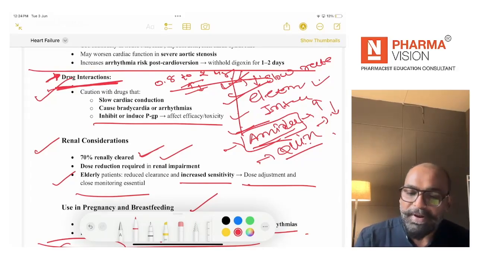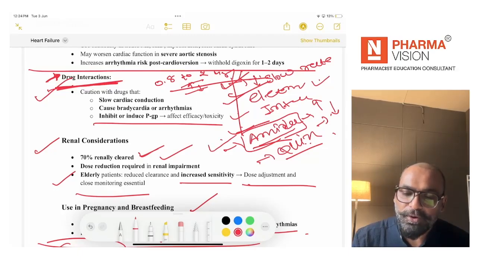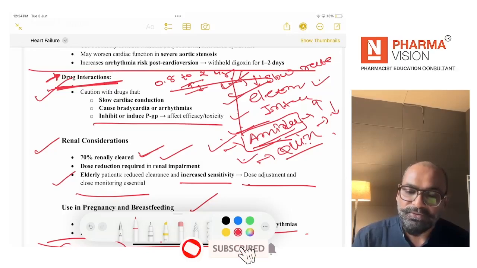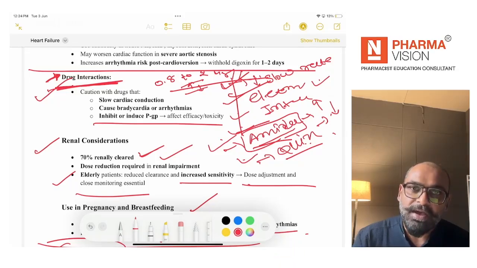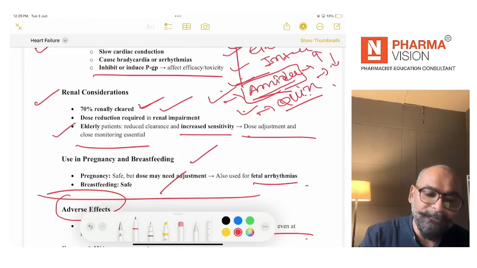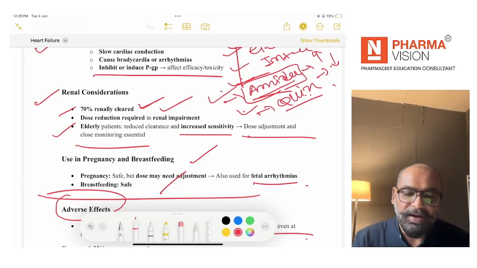The two important medications that we discussed in the main class are amiodarone and quinidine. Okay, so these two medications are also used in cardiovascular problems, especially in arrhythmia patients. So if the patient is taking these medications and we need to start digoxin, always we have to start with the lowest possible dose. Okay, 70% renally eliminated.